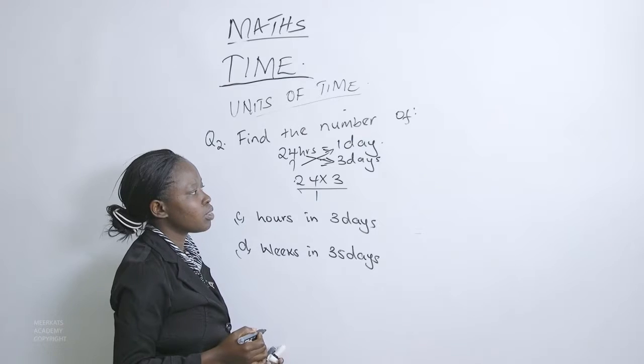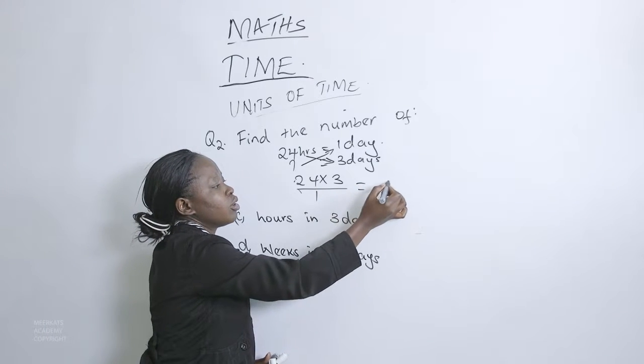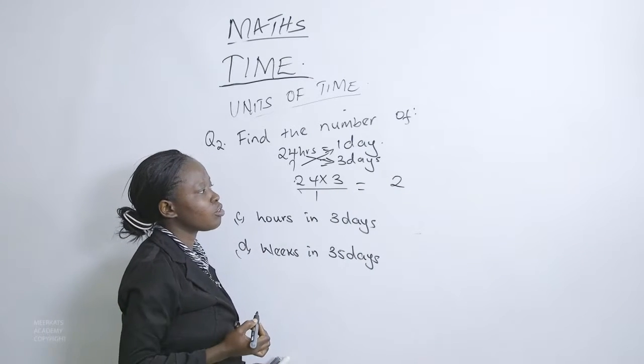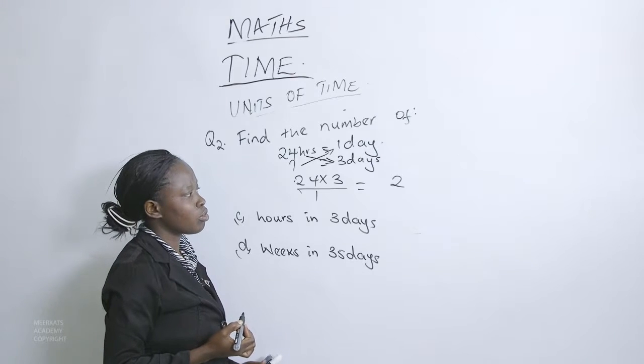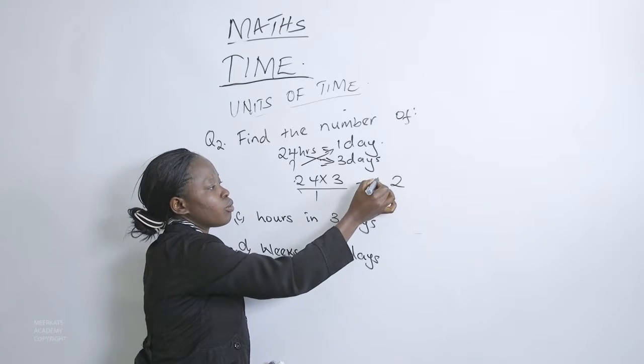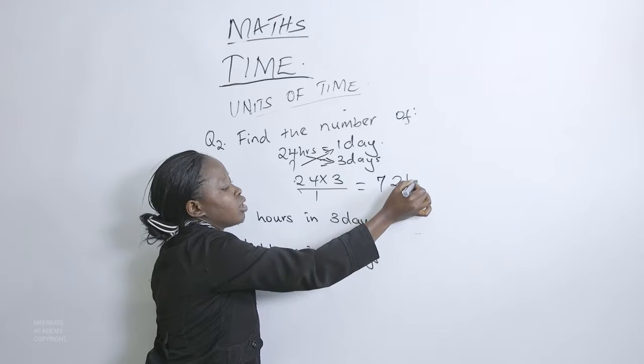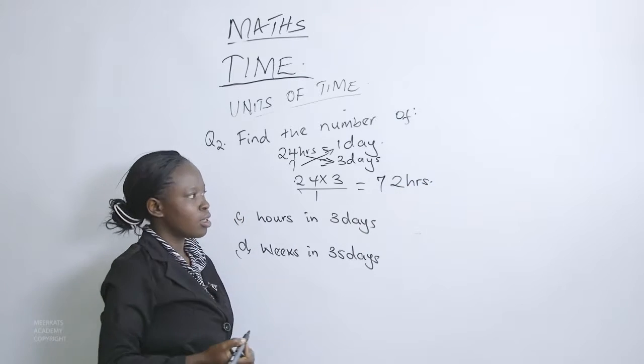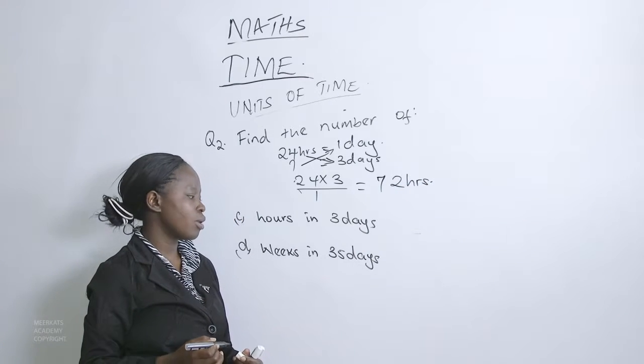24 times 3: 4 times 3, we have 12. So write 2, carry 1. 3 times 2 is 6. 6 plus 1, we have 7. So we find that 3 days has 72 hours.